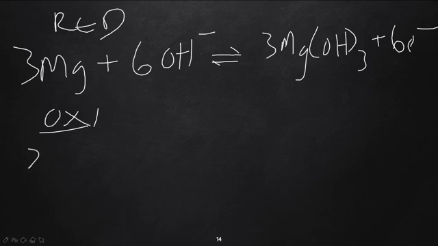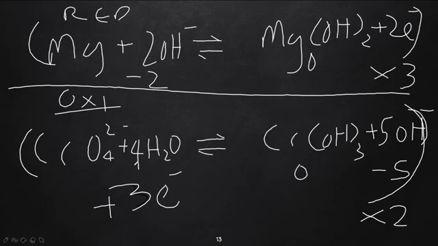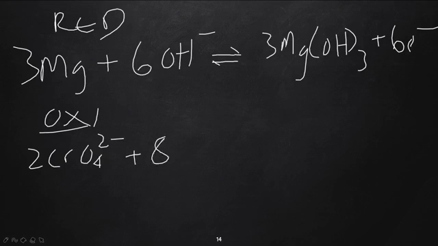Now for the oxidation half, that is going to give us 2 CrO4 2 minus, 2 chromate ions, plus 8 H2O, then the reversible sign. Oh, we forgot our electrons, which are really, really important in this case. Never attempt to forget your electrons. So that gives us plus 6 e minus also.